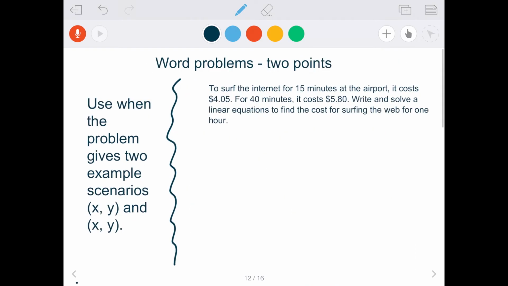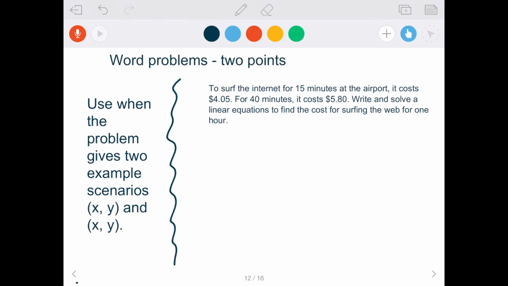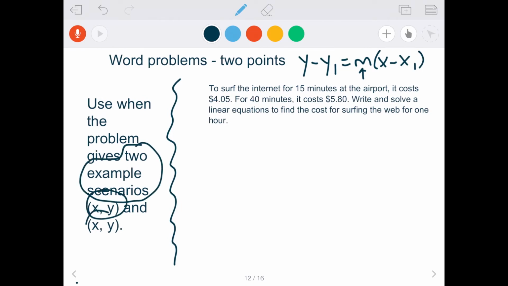And finally, our last type of problem is word problem when we're given 2 points. And we know that what we're going to do is we're going to end up using the point slope formula again. But this time we're going to have to do some work to find the slope first because they're not giving it to us. We're going to use this problem when we're given 2 example scenarios. And the 2 scenarios are going to be our 2 (x, y) and (x, y).